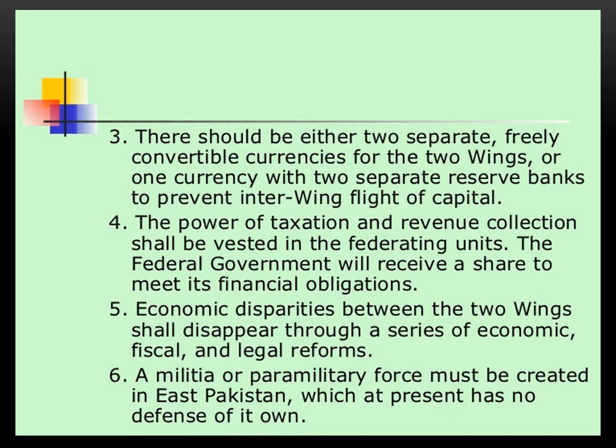And the fifth one is economic disparities between the two wings shall be removed through a series of economic, fiscal, and legal reforms. There should be some amendments in the economic, fiscal, and legal reforms to make some equality between the two wings in the economic sector. Fiscal relates to government revenue, especially in the form of taxes. So each province would set up its own trade agreements with other countries and control the money made through this trade. Like the profit made by the wing should be in the hands of that wing.